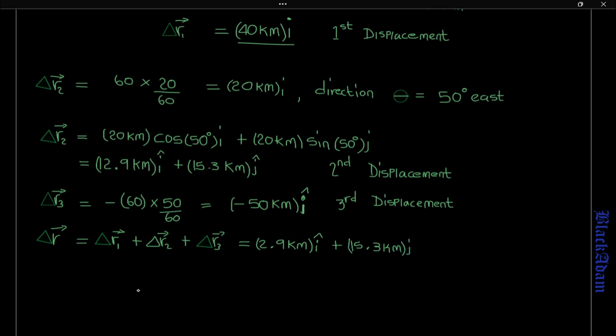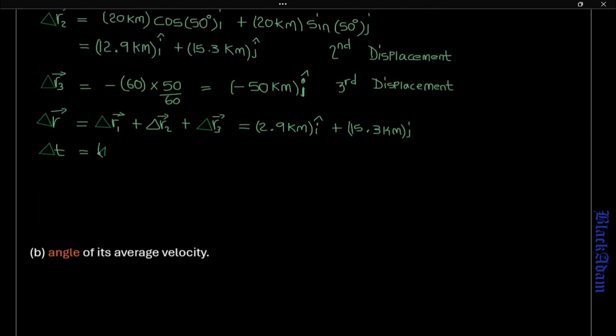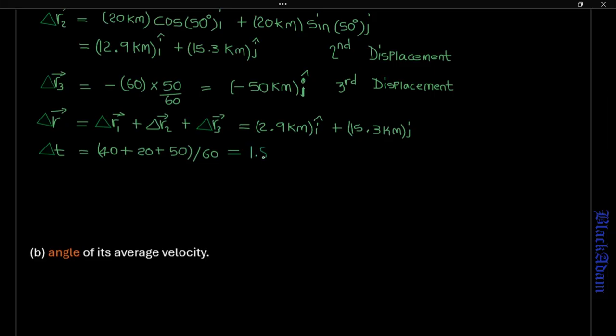And then from there we have the change in t, which is 40 plus 20 plus 50, so that's all the time taken, divided by 60. Alright, we use a calculator. That will be 40 plus 20 plus 50, that's 110, divided by 60, it's 1.8. So it's going to be 1.8 hours.